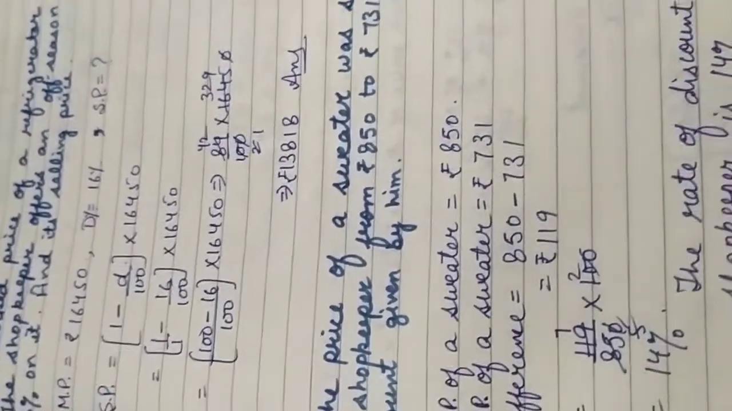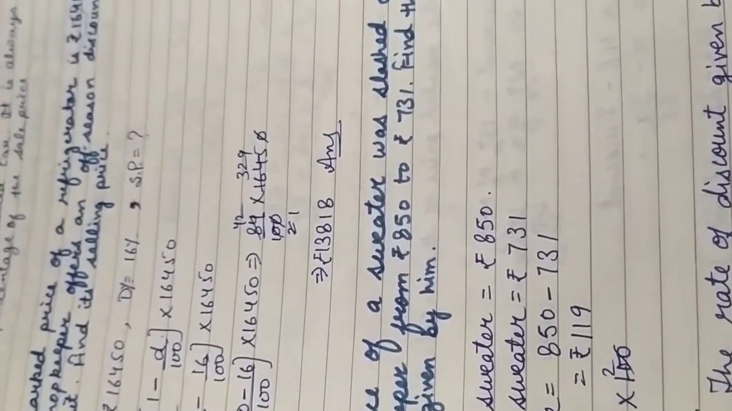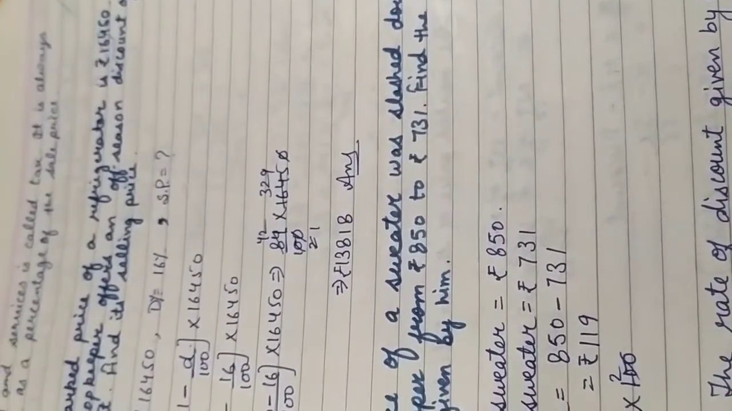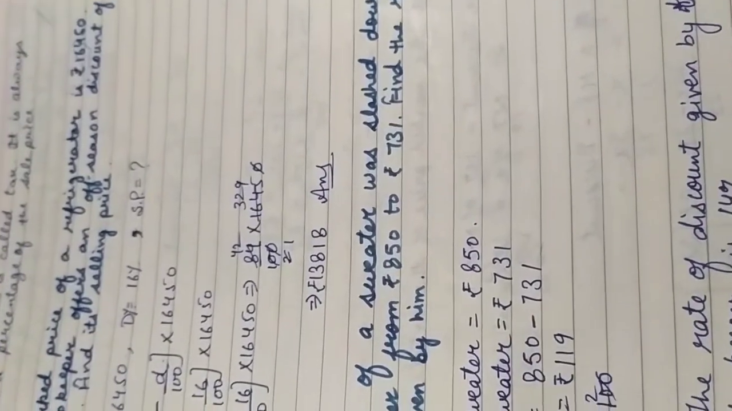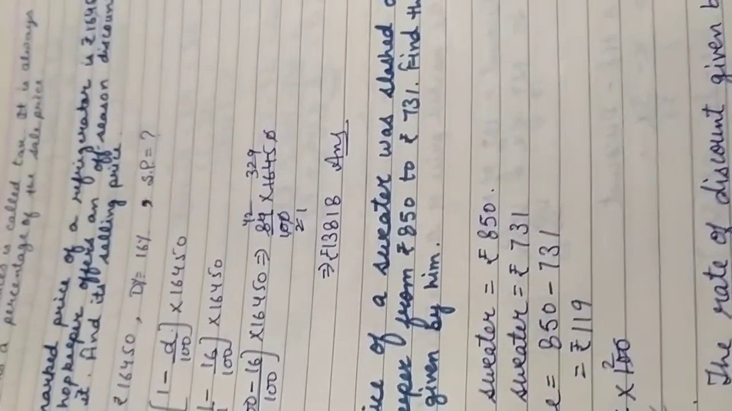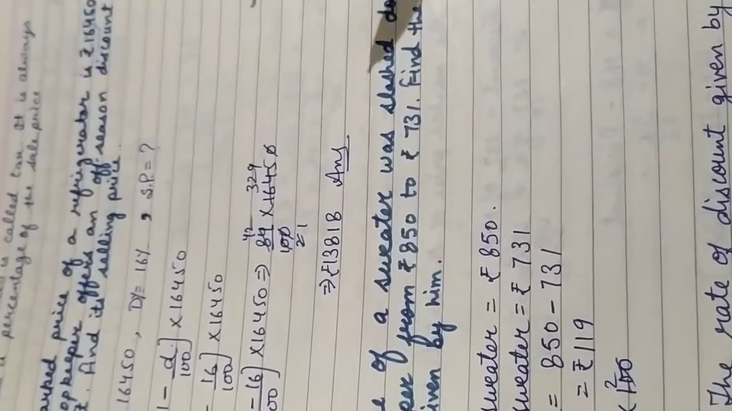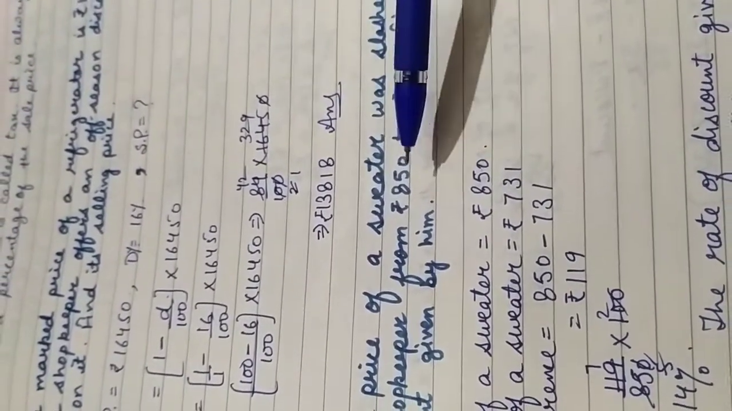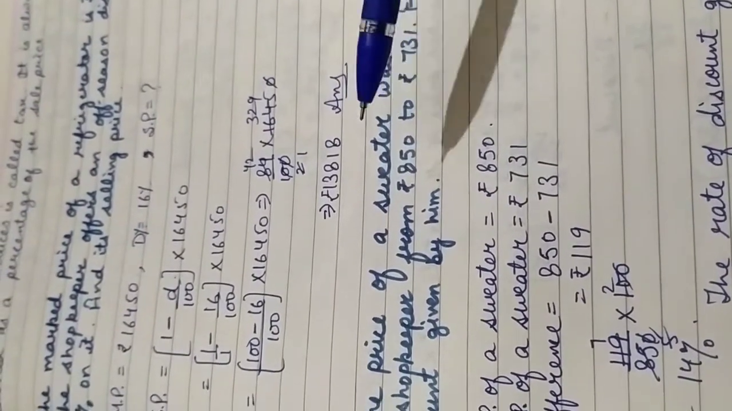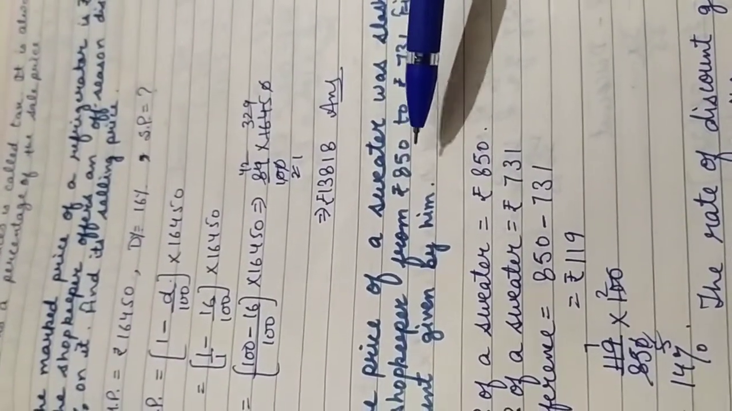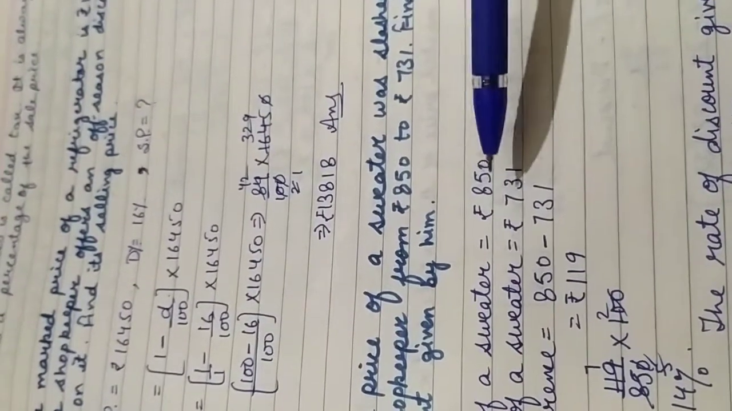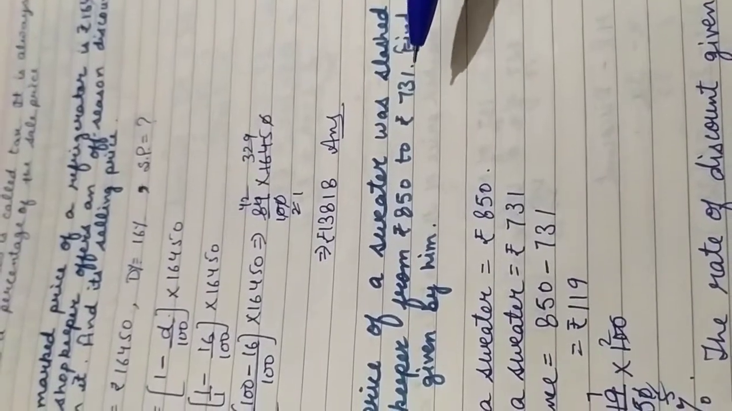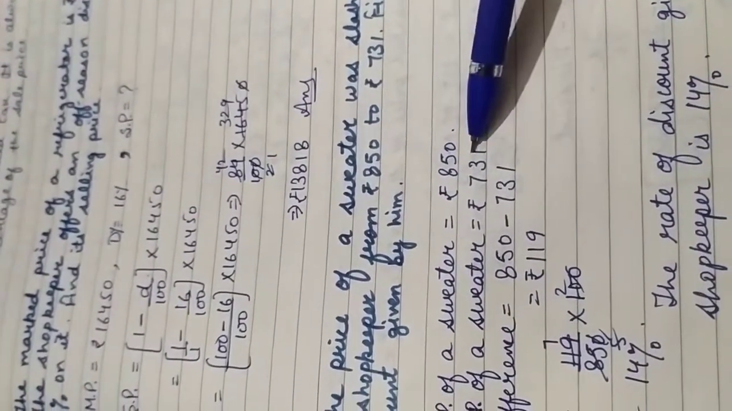Alright. Now see the second question. The price of a sweater was slashed down by a shopkeeper from rupees 850 to rupees 731. Find the rate of discount given by him. Slash down means less down. So first the price was rupees 850, means this is the marked price. The first price that is printed on the sweater was rupees 850, but the shopkeeper, after giving some discount, sold the sweater in rupees 731. So it is the selling price of a sweater.